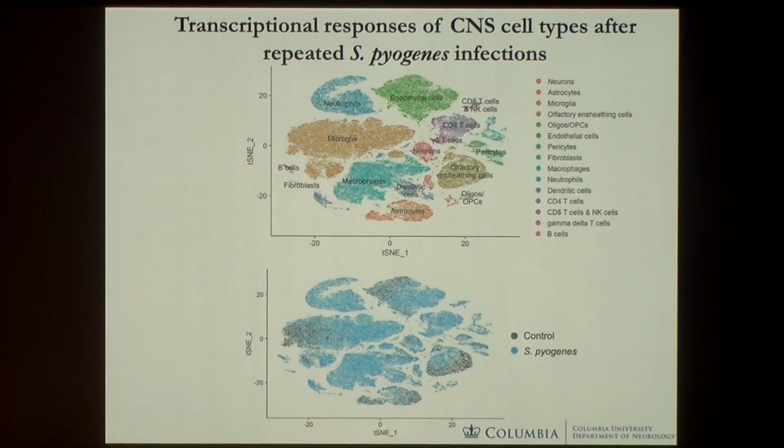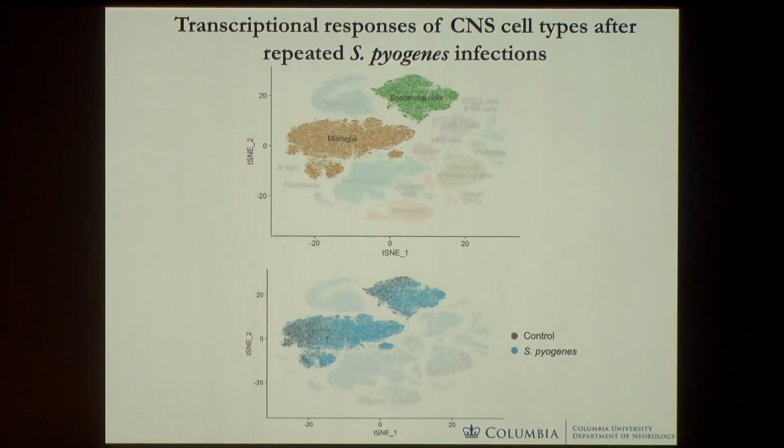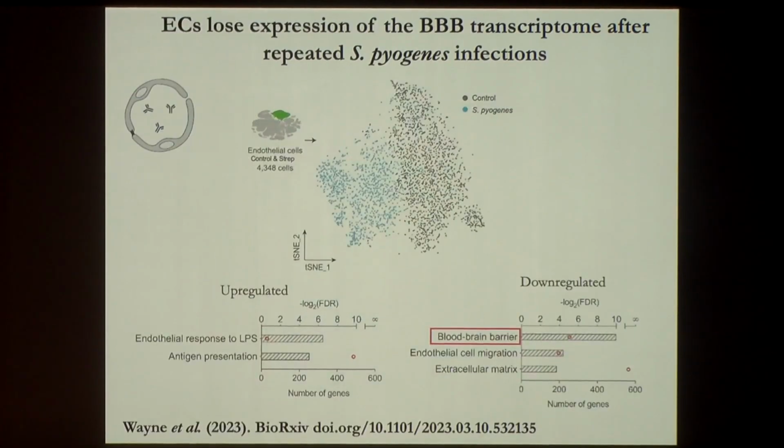What I want to point out is that the two largest populations with the largest shift in differentially expressed genes are the microglial and the endothelial cells. So what's happening in this population? When we look at the endothelial cell subpopulation, we can see several GO terms that are upregulated, related to the endothelial response to LPS and antigen presentation, and what are downregulated are terms related to blood-brain barrier function and extracellular matrix.